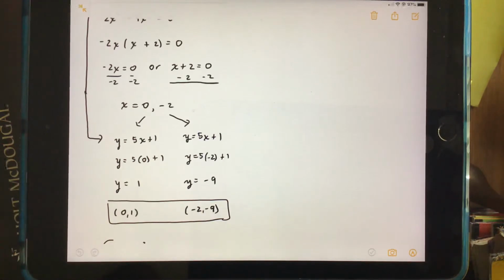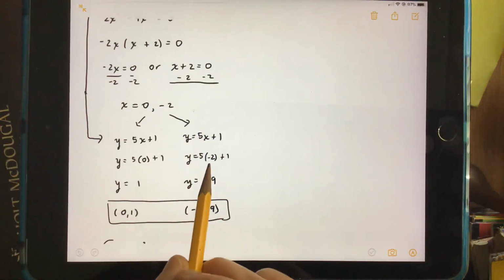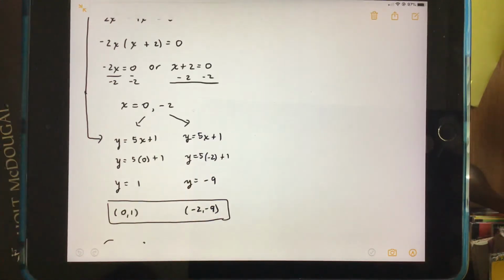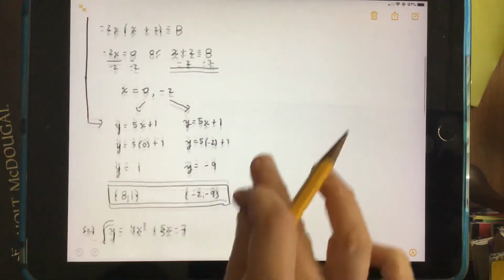I'm going to work both of those out and find out that when x is 0, y is 1. And here when x is negative 2, y will be negative 9. So the 2 points of intersection for this parabola and this line will be at (0, 1) and (negative 2, negative 9). So this line and parabola will intersect at 2 distinct points.